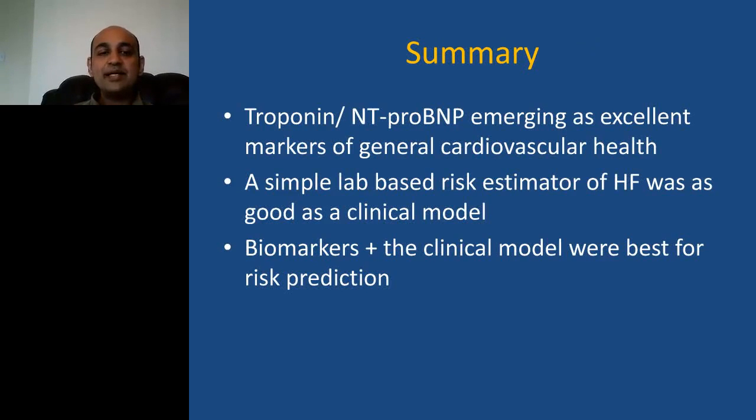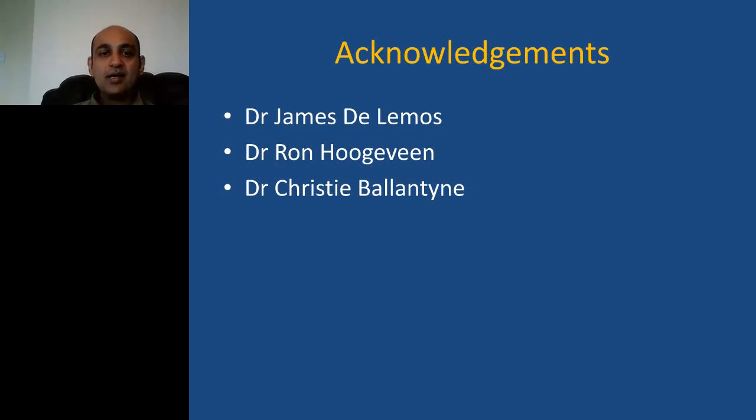So in summary, troponin and BNP are emerging as excellent markers of general cardiovascular health. We are seeing a shift, or an addition, of troponin beyond myocardial injury to actually primary prevention, where troponin is able to predict future mortality and heart failure. What to do with these and how this goes in the future have to be further studied.